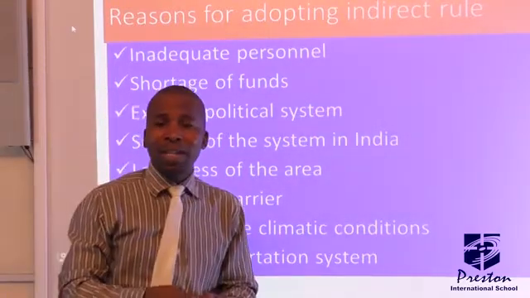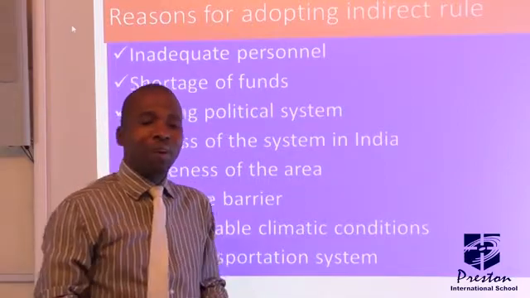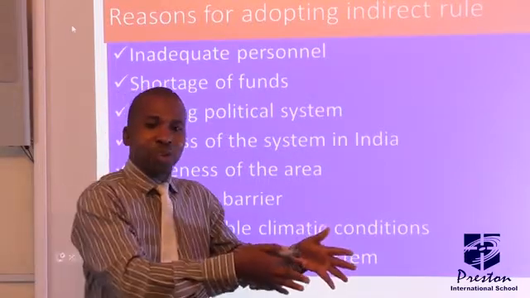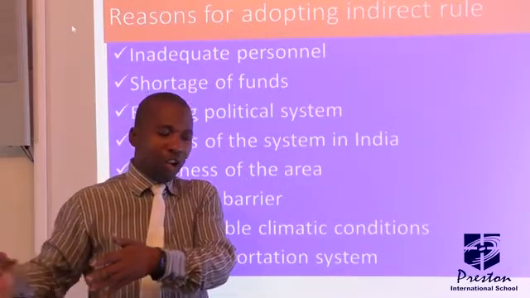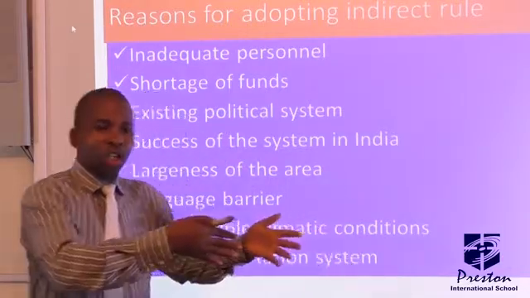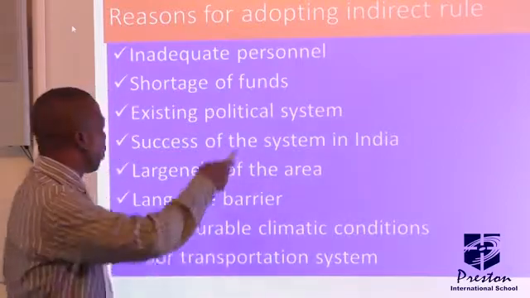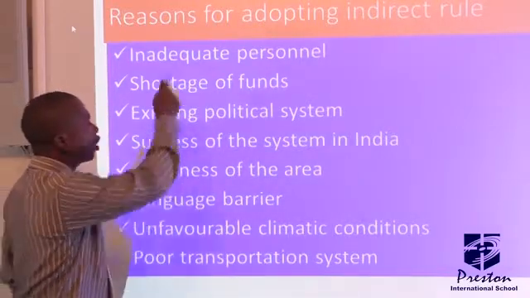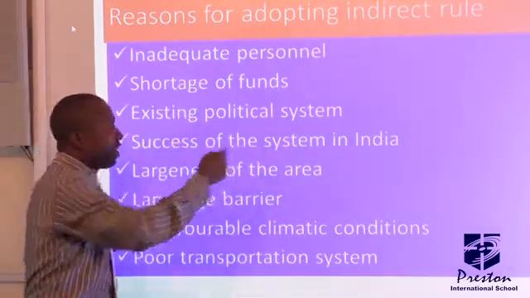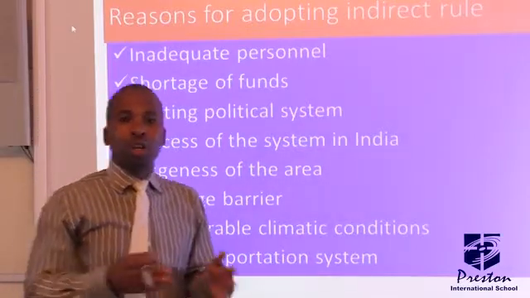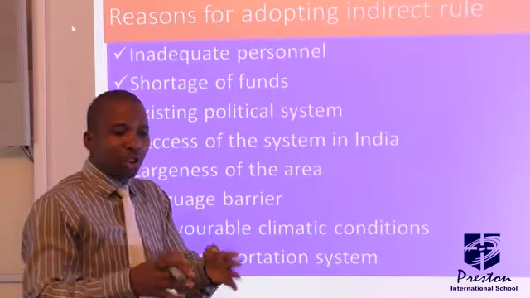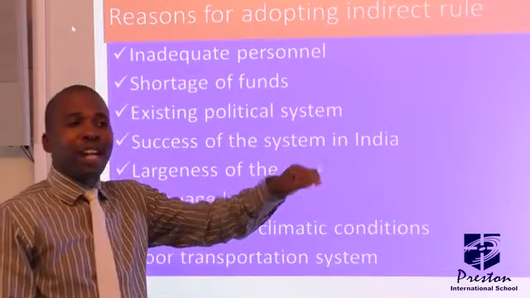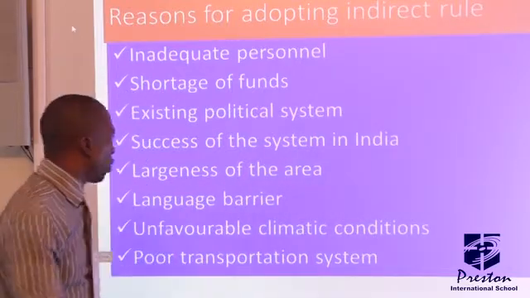Also, existing political system. The political system that was on ground at that time supported indirect rule, especially in the northern part of Nigeria and also partially in the west. The system supported indirect rule. Also, the success of indirect rule in India. Indirect rule was introduced in India and it was highly successful. So they saw it that since it was successful in India, it could be successful in Nigeria too.